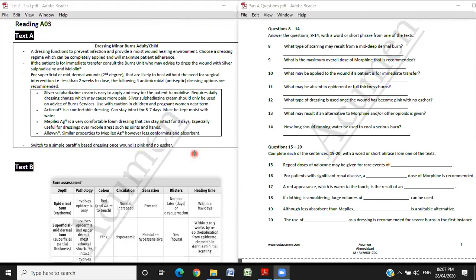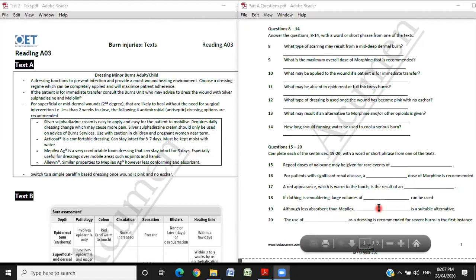And for 19th, I was looking for a type of dressing that is an alternative to Mepilex, but less absorbent. So Mepilex is given here. Here they have said Alvin has similar properties. It is less conforming and absorbent. So Alvin is the answer for 19. Alvin. Yeah, so this is how you deal with it.